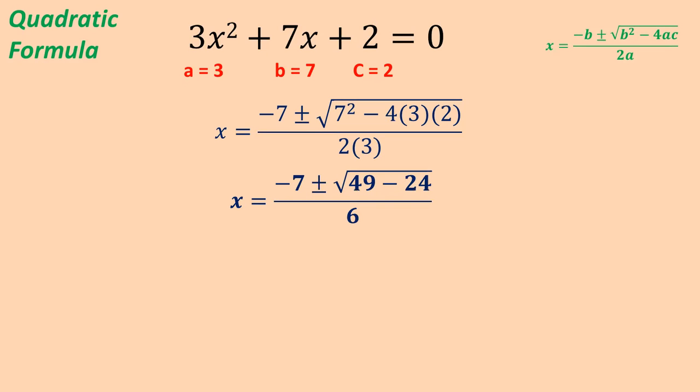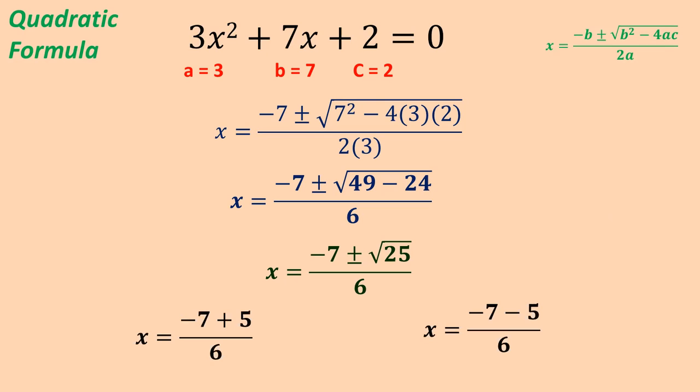We're going to solve the square in the next step. So 7 squared is equal to 49, minus 4 multiplied by 3, that is 12, 12 multiplied by 2, that is 24, divided by 6. So here, 49 minus 24, the answer is 25. If you take the square root of 25, that will equal 5. So here, minus 7 plus 5 divided by 6, one time plus and one time minus: minus 7 minus 5 divided by 6. If you solve it, we will get our answers negative 0.33 and here negative 2.